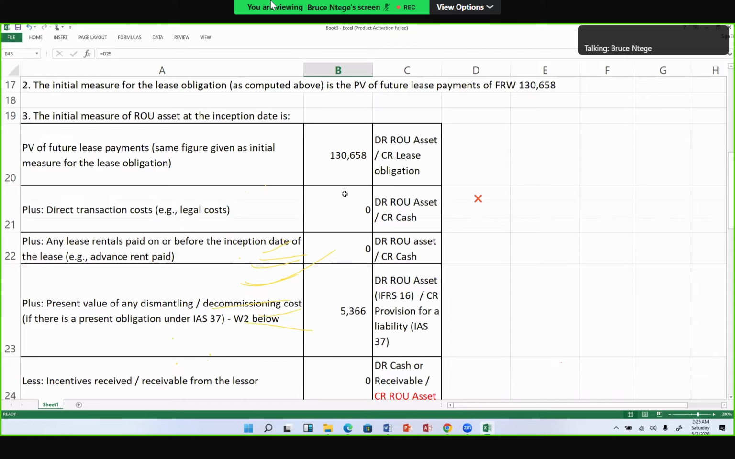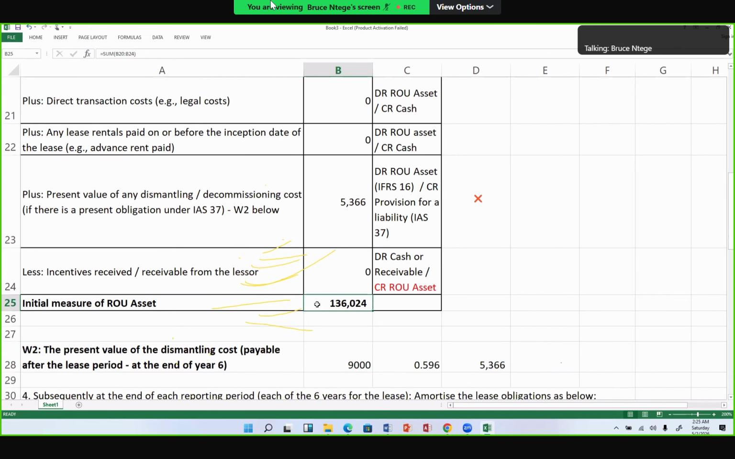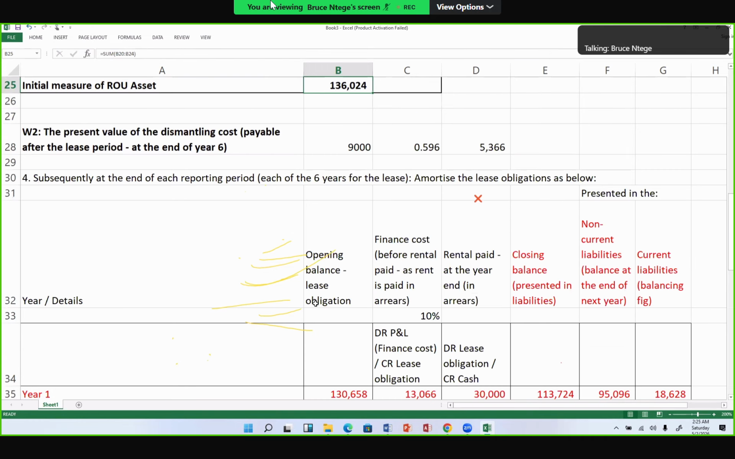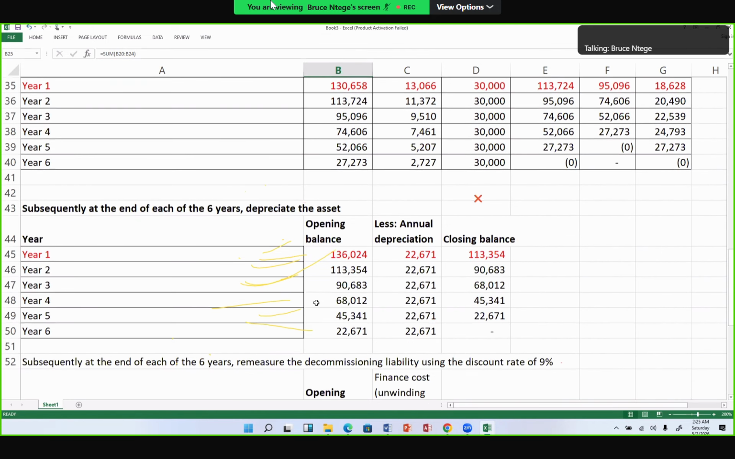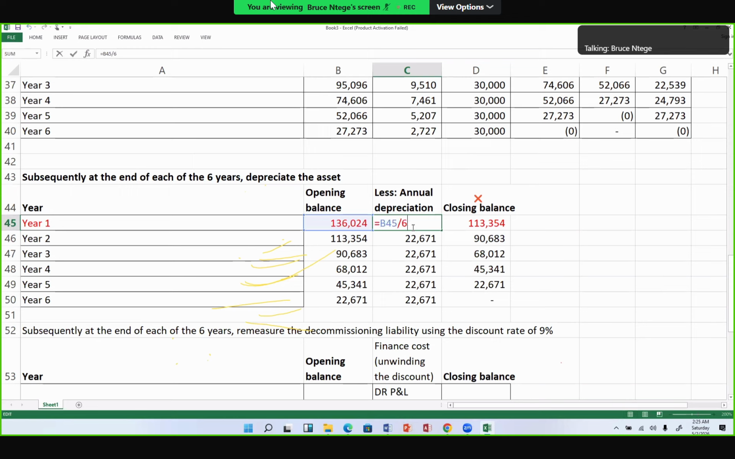which is based on the present value of the future lease payments, 136,38, plus the present value of the dismantling or decommissioning cost? Those two figures give us the initial measure of right of use asset as 136,024, and that's the figure we are depreciating over 6 years. So if we are depreciating that over 6 years, we basically came and said 136,024 divided by 6.